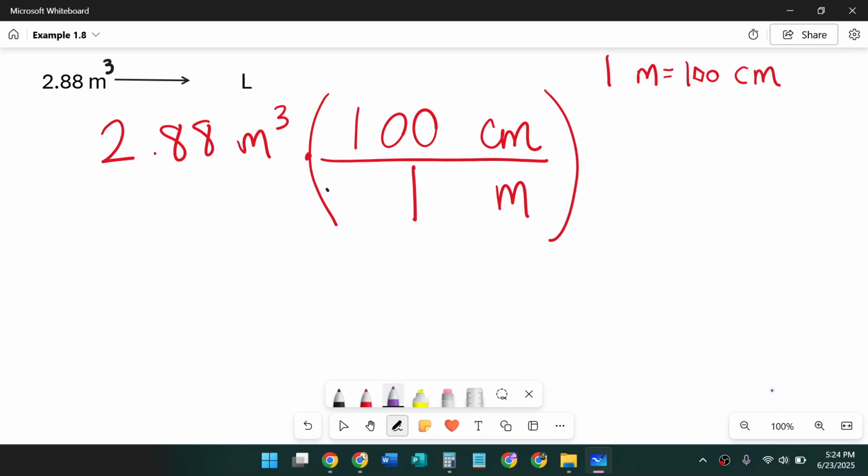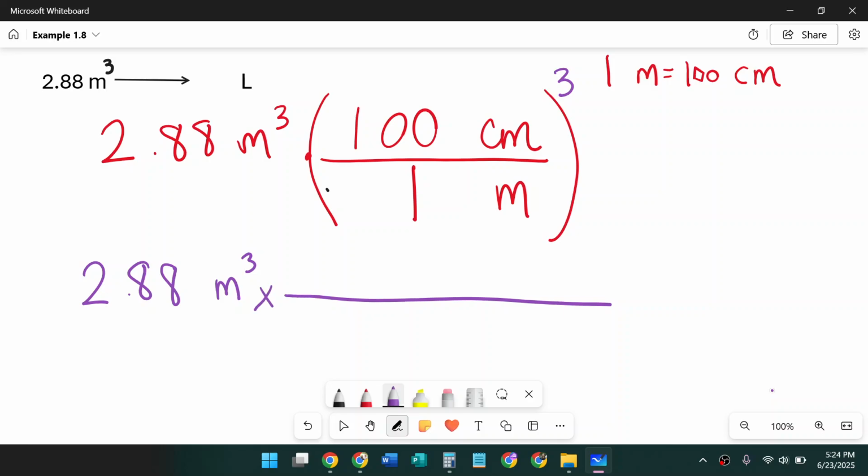So to fix that, I can just cube this entire thing. And then if you've done exponents in algebra, you'll know that this applies to everything. So let's rewrite what I have. I have 2.88 meters cubed, and my new fraction becomes 1 cubed, which is still just 1 meters cubed. The top, the centimeters, becomes cubed, and the 100 also becomes cubed. So that would be like 100 to the third.